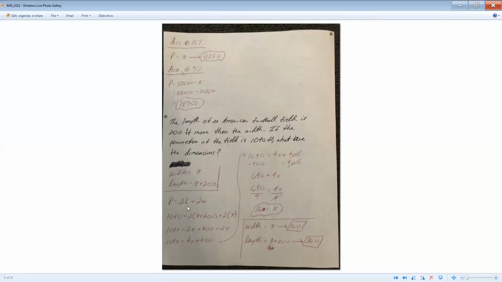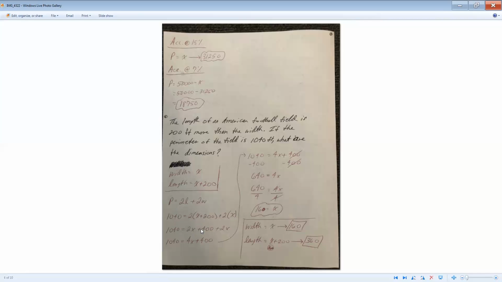The perimeter formula for a rectangle is P equal to 2L plus 2W. Our football fields are in the shape of a rectangle, so we use P equal to 2L plus 2W. They tell us that the perimeter is 1040, so we place that for P. And then for L, our length, we put in X plus 200. For the width, for W, we put in X.